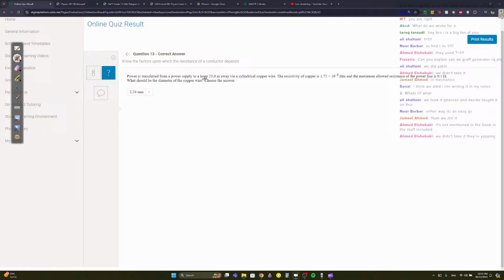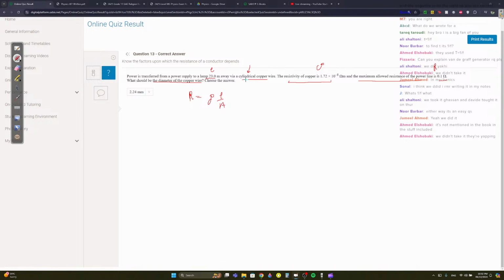Power is transferred from a power supply to a lamp 23 meters away via a cylindrical copper wire. So they gave you the length of the wire. The resistivity is 1.72 times 10 to the power of negative 8. So they gave you rho. And the maximum resistance is 0.1. So they gave you R. What do they want? They want the diameter of the copper wire. Here, people will see diameter and they're just going to start panicking. Why will they start panicking? They'll be like, oh, what is diameter? Now, what is the formula we know? We know that R is equal to rho L over A.